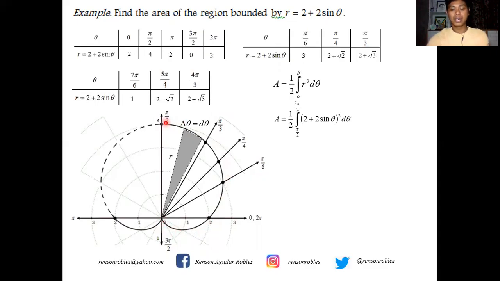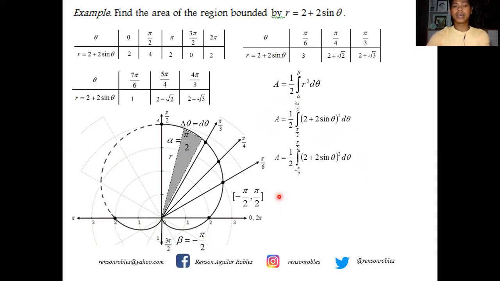So this region is defined on the closed interval, negative pi over 2, that's 3 pi over 2, negative pi over 2 to pi over 2. So we are measuring it in the counterclockwise direction. So we have alpha is negative pi over 2 and beta is pi over 2. This is the lower limit, this is the upper limit. So this equation can also be written in this form. Area equals 1/2 times the integral of (2 plus 2 sine theta) squared d theta evaluated from negative pi over 2 to pi over 2.